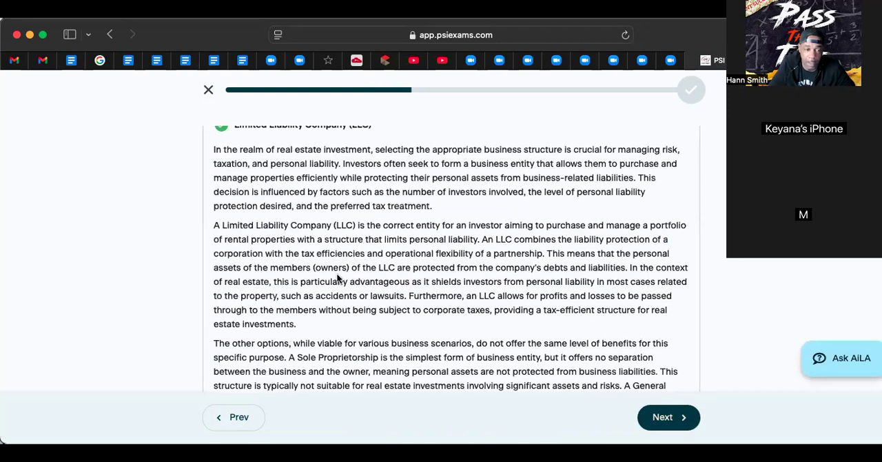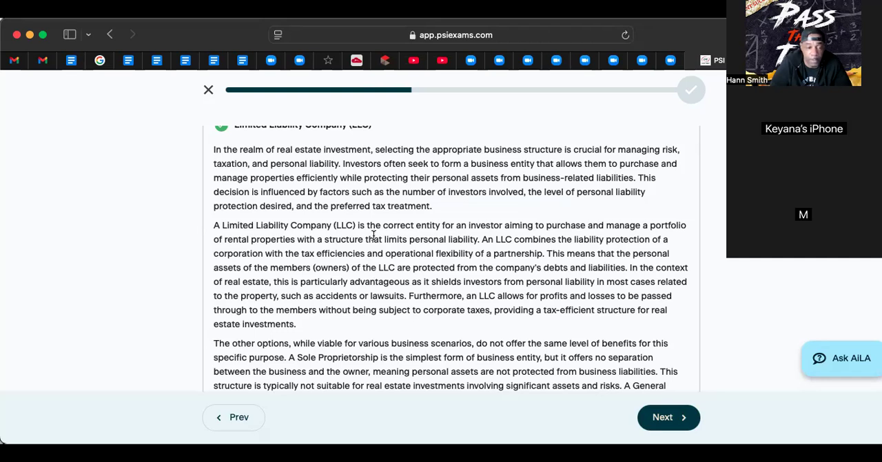Okay, all right. An LLC, a limited liability company, is the correct entity for an investor aiming to purchase and manage a portfolio of rental properties with a structure that limits personal liability. An LLC combines the limited liability protection of a corporation with the tax efficiencies and operating flexibility of a partnership.